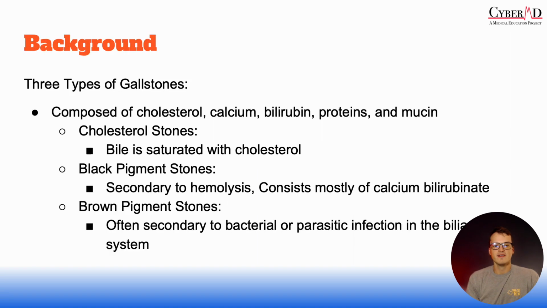Let's get started. On this slide, you can see that there's a background of the etiology of the diseases that we will be discussing. Remember that there are three types of gallstones. The first is cholesterol stones, which typically are yellow, and those are going to form whenever bile becomes saturated with cholesterol. We can also get black pigment stones, which typically occur secondary to hemolysis, and those are going to consist mostly of calcium bilirubinate. And then finally, we can get brown pigment stones, and those are often going to be secondary to some sort of bacterial or parasitic infection inside of the biliary tract itself.